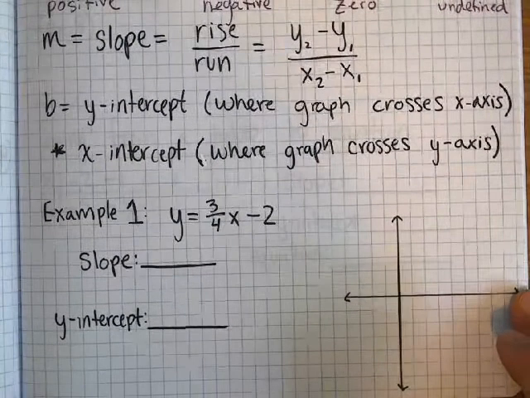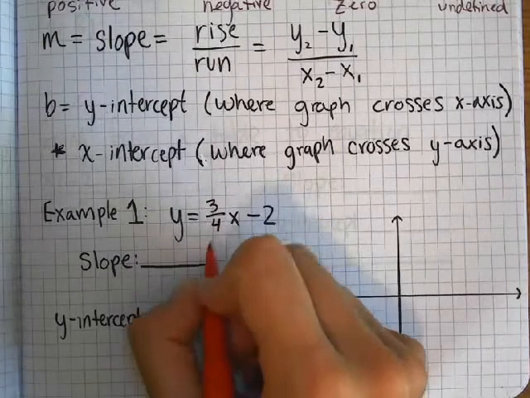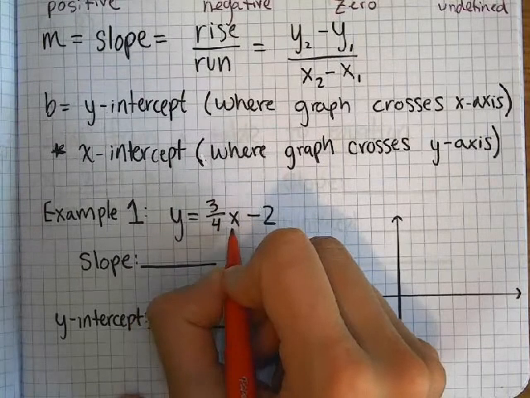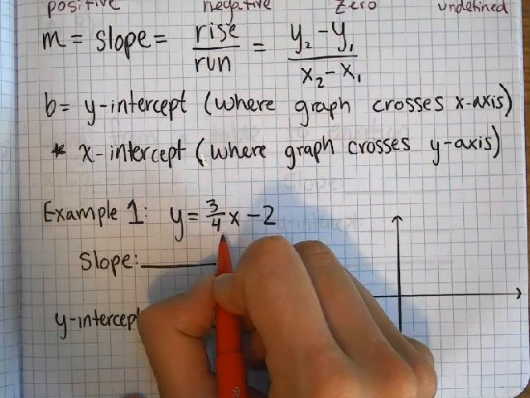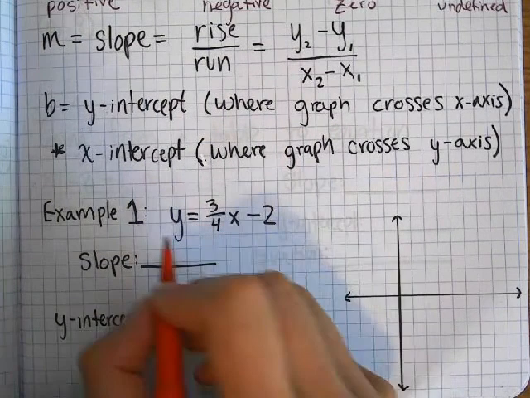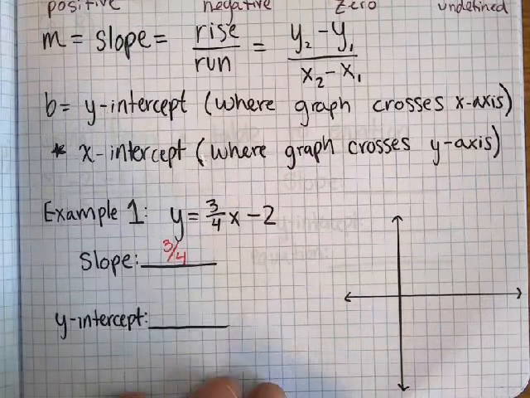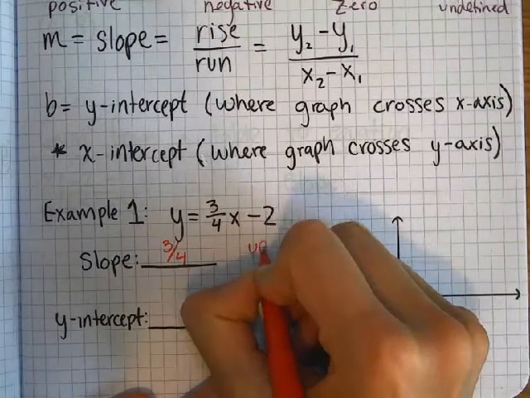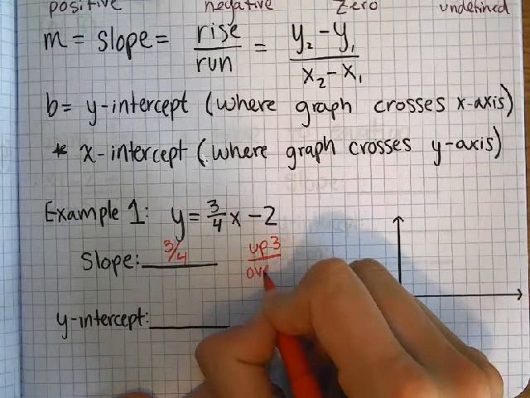Okay, so our first example, I want to know what is the slope. Well, remember we said slope was here with the x. So whatever number is in front of the x, that's going to be our slope. If there's no number, remember that's a 1. So our slope is 3/4. Okay, that means I go up 3 and over 4.